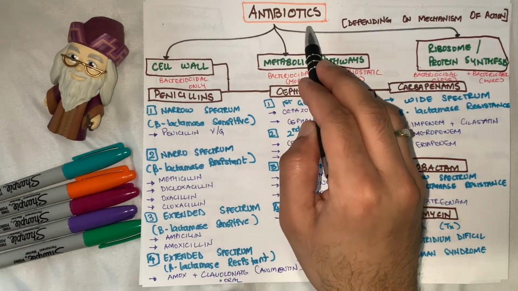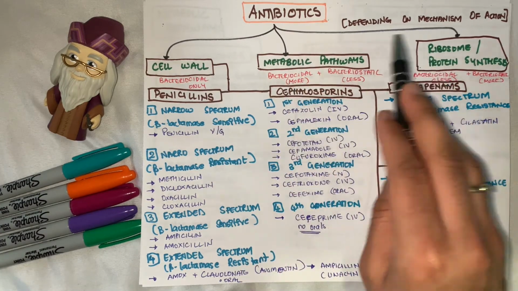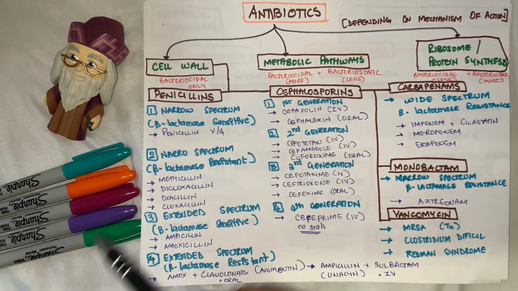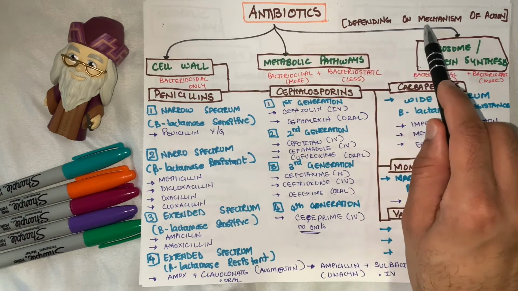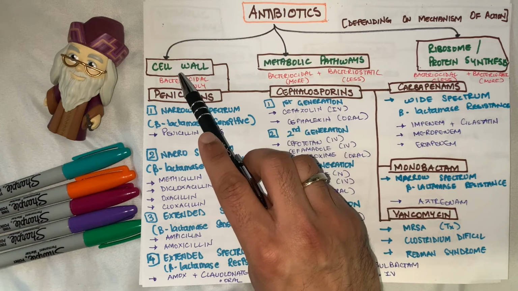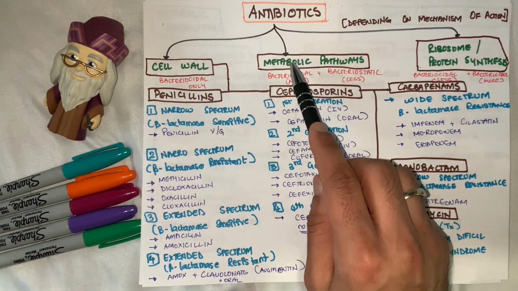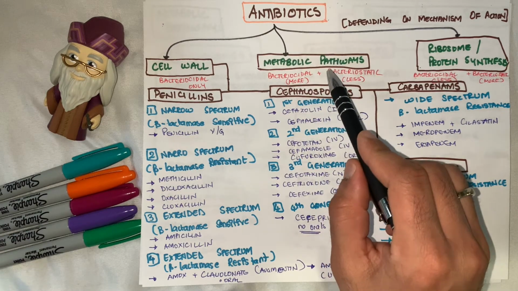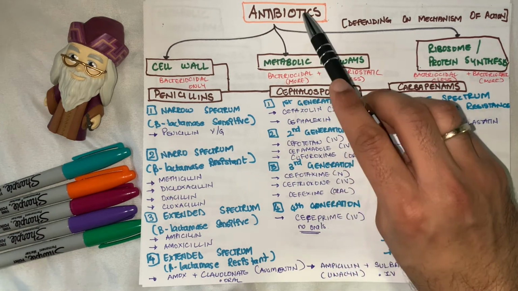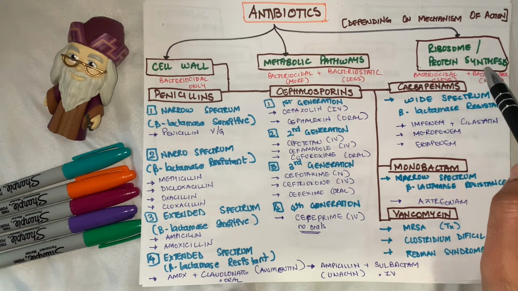Alright, so further into antibiotics. We're going to classify the general antibiotics into these three categories. These three categories are dependent on the mechanism of action. So for example, antibiotics that act on the bacterial cell wall are cell wall types of drugs. Antibiotics that act on the metabolic pathways, so basically it stops the growth of the bacteria. And antibiotics that act on the ribosome and protein synthesis, which means these drugs act on the food of the bacteria. It doesn't let them get nutrients.